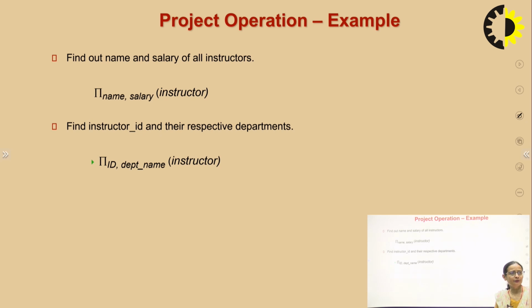For example, find out the name and salary of the instructor. I already gave such an example in the previous slide. Then find the instructor ID and their respective department. In this case, I am selecting the attributes ID, department name, and then the relation name, that is instructor.